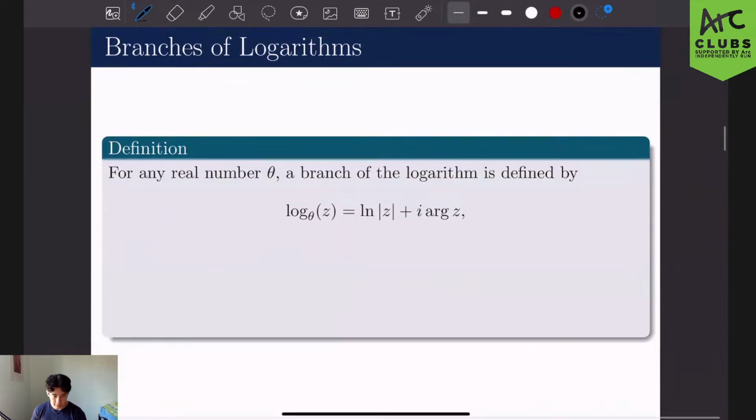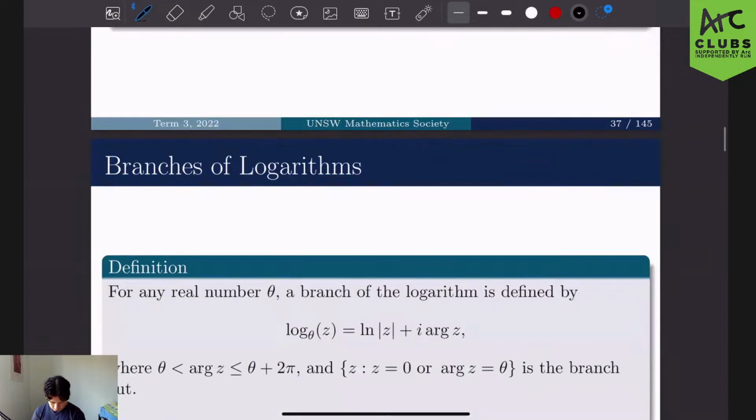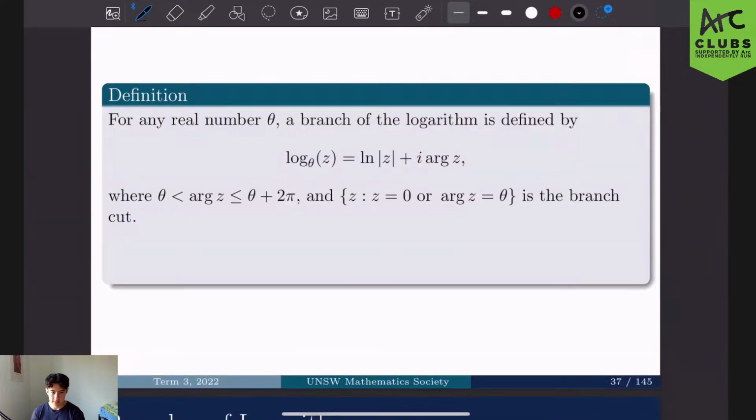So now we're going to be looking at branches of logarithms. So we have this definition here for any real number theta. So what this actually means is that the value of arg here is in the range of theta to theta plus 2 pi. Right, so we're just redefining what the arg here is going to give us.